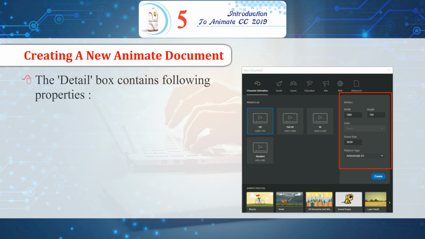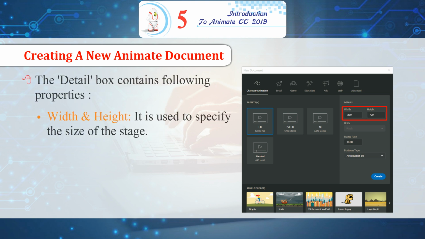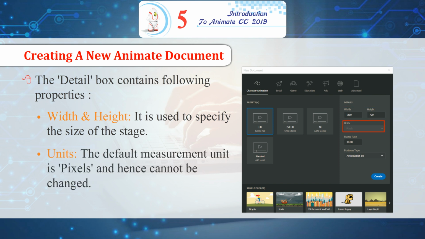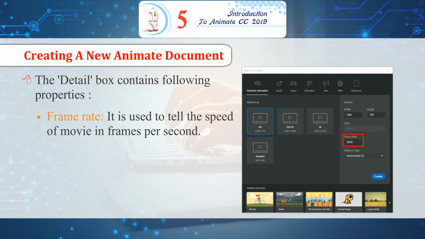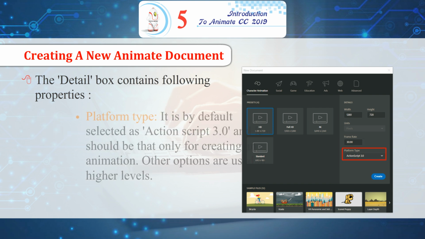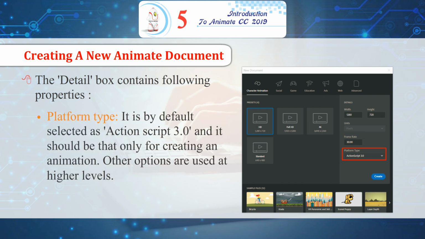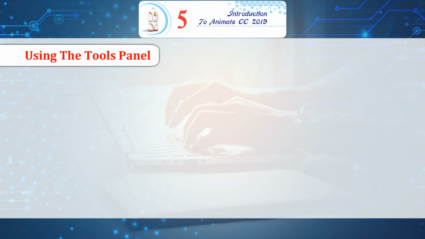The Details box contains the following properties: Width and height. It is used to specify the size of the stage. Units. The default measurement unit is pixels and cannot be changed. Frame rate. It is used to tell the speed of the movie in frames per second. Platform type. It is by default selected as ActionScript 3.0 and it should be that only for creating an animation. Other options are used at higher levels.